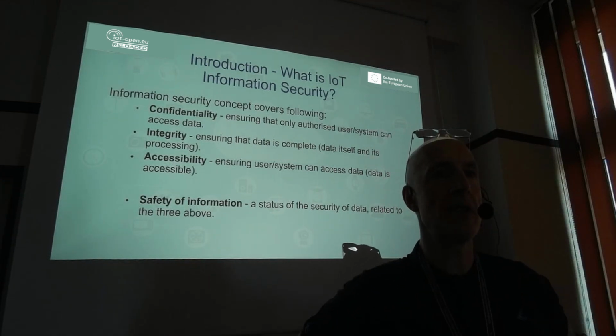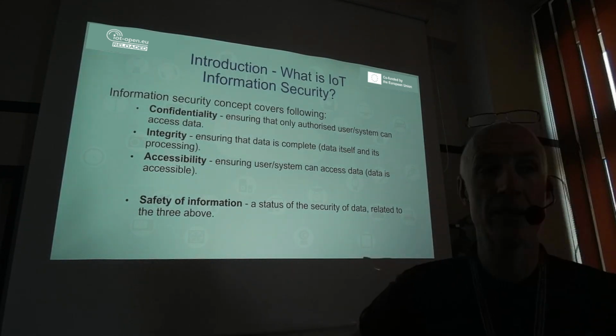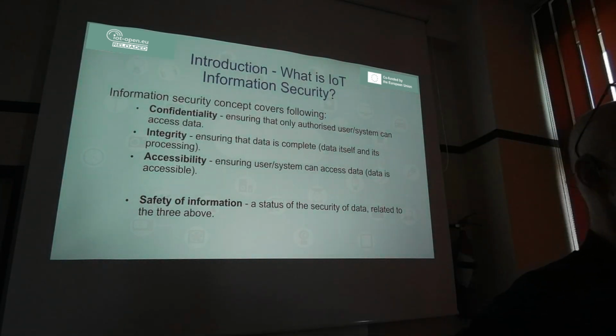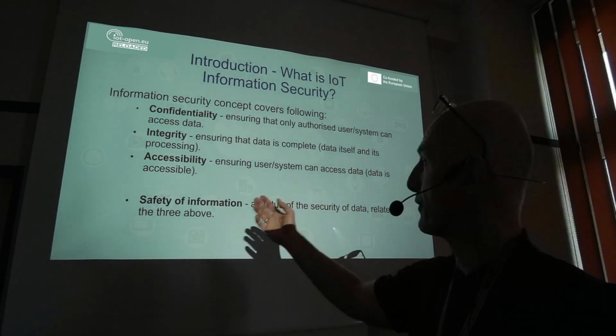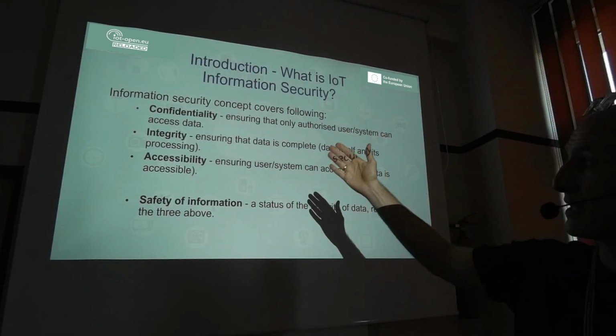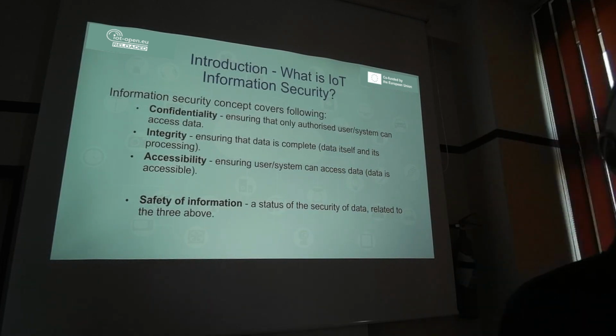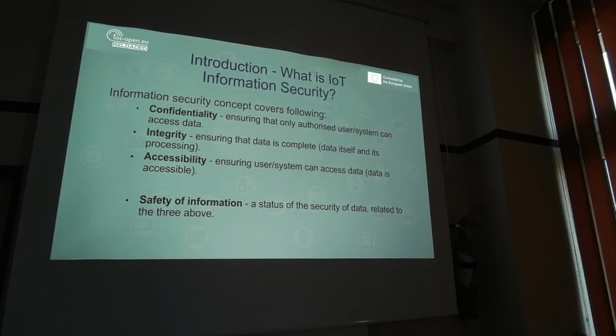Can any one of you tell me a good example when accessibility is broken? It's all kind of denial of service attacks, right? Yeah, exactly. So all kind of, for example, denial of service attacks. They disable the system. This is the kind of lack of accessibility. Okay, so safety of the information is the status of the security of those three above. So data is safe if it is confidential, it's integrated, and it's accessible.